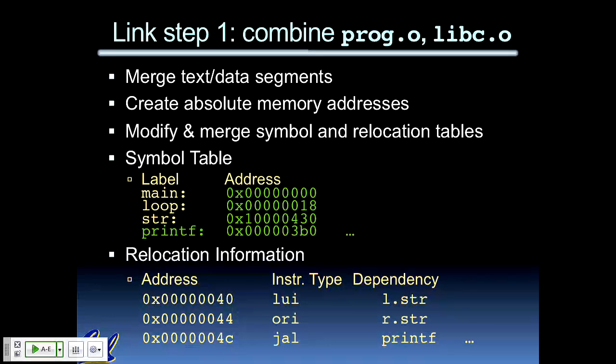Okay, so now the linker has all these separate .o's. It's trying to put all the pieces together to make the whole program. So first thing it does is take all the text sections, line them all up and build a big text section. Take all the data sections, line them all up and build a big data section. At that point, it knows the absolute location of all the text, the relative location of all the data. It can then look across all the symbol tables and fill them all in so everybody knows where everything is.